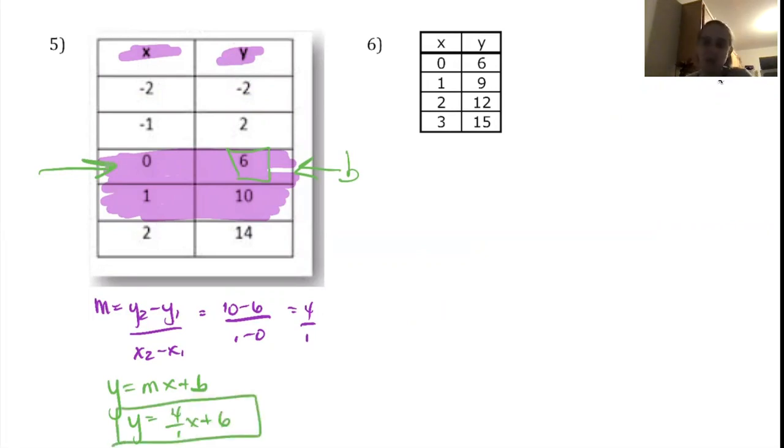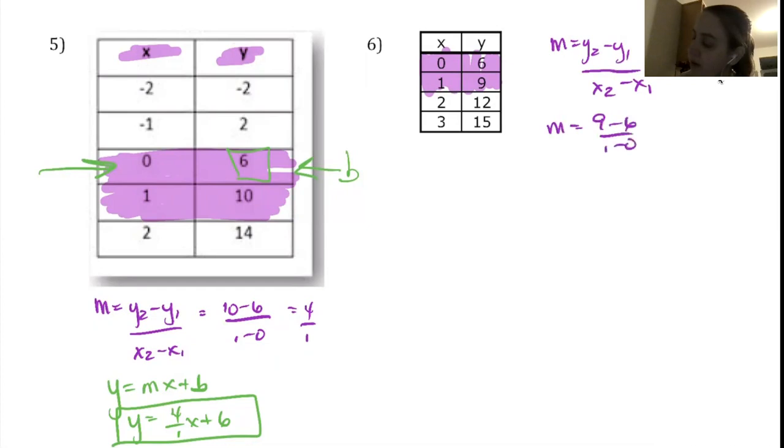All right, same thing in number 6, same exact thing. You have to find your own slope. The first 2 work out pretty well here. So my slope is y2 minus y1 over x2 minus x1. I would say 9 minus 6 over 1 minus 0 gives us 3 over 1.